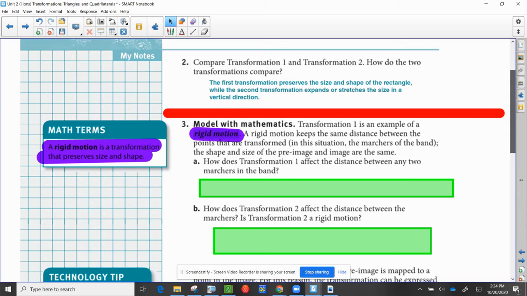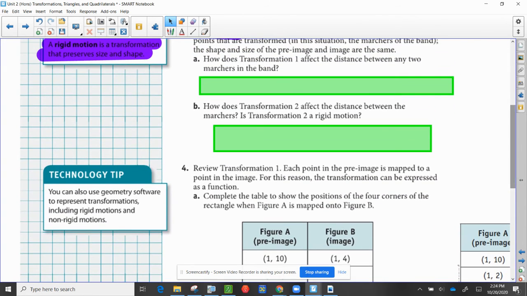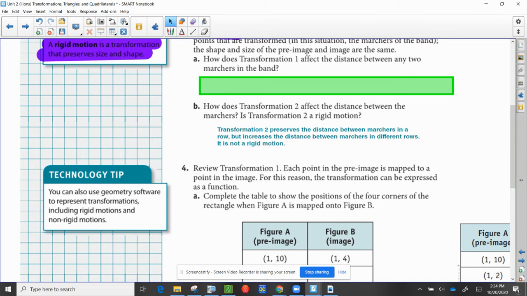Okay. So we'll just skip to that. And then transformation 2, we would say, is something that is non-rigid. Okay, because the size did change. It became bigger in the second picture. So we would describe transformation 2 as a non-rigid motion. Okay, so again, transformation 1 was rigid because all it did was shift down, whereas transformation 2 had an elongated picture. So that would be a non-rigid.